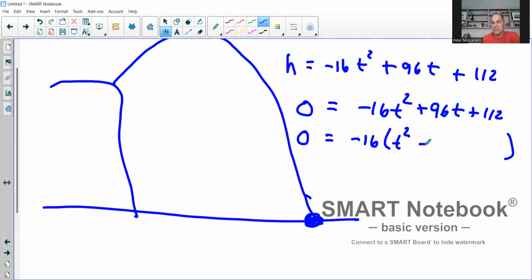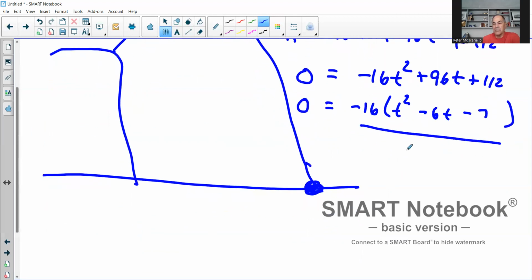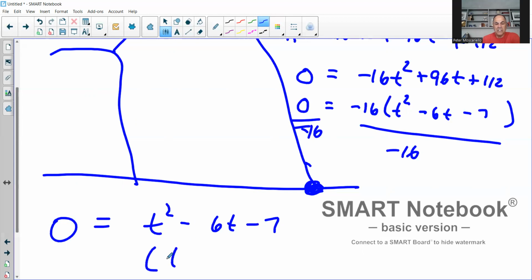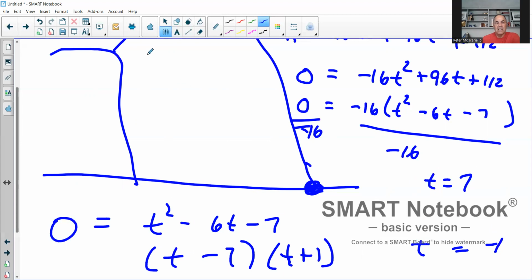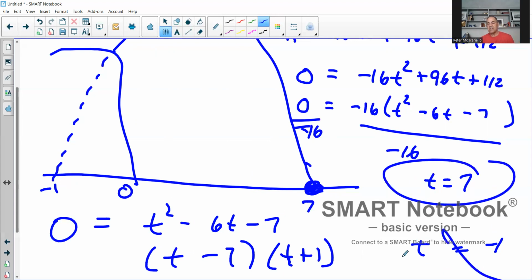Because now you get t squared minus 6t minus 7. Now the negative 16 doesn't give you any answers. You can divide by negative 16. 0 divided by negative 16 is still 0. And now you have this, which factors into t minus 7, t plus 1. So your solutions are 7 seconds and negative 1 second. Negative 1 second would have happened here. This is 0 seconds. And here is your answer, 7 seconds. So that one doesn't make sense. There you go.